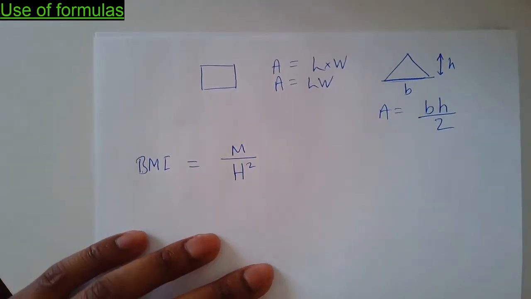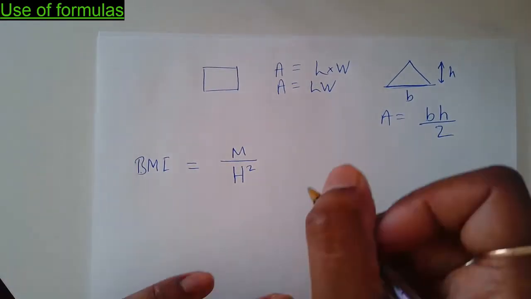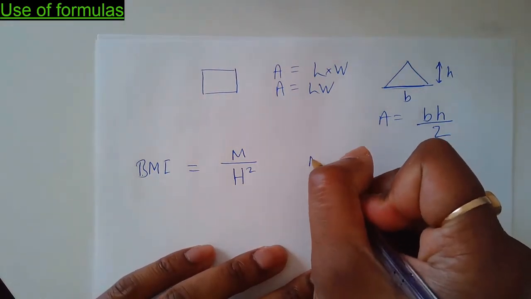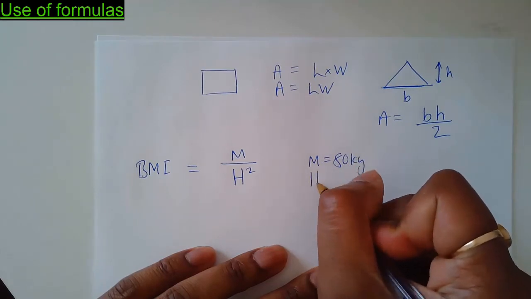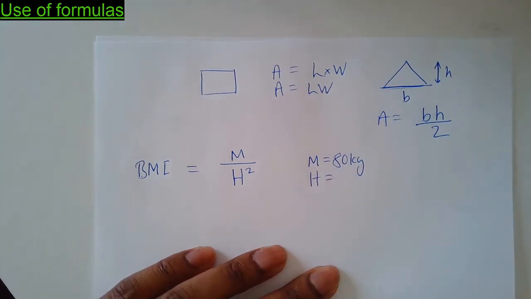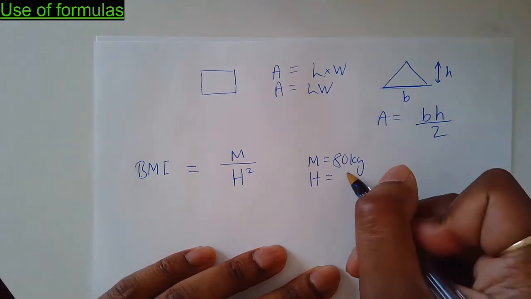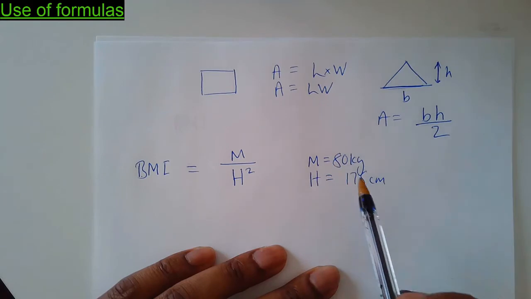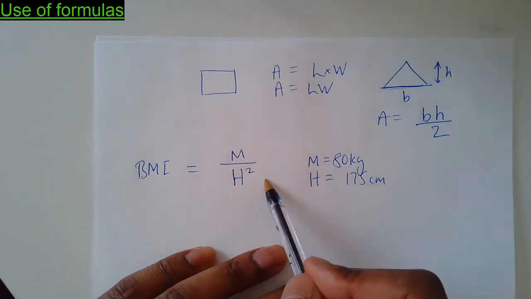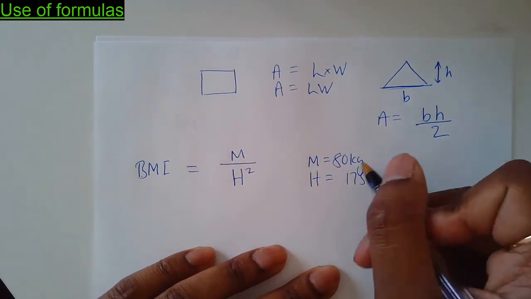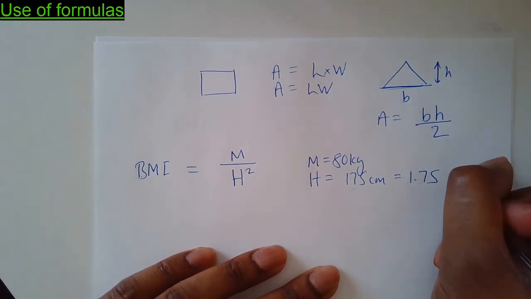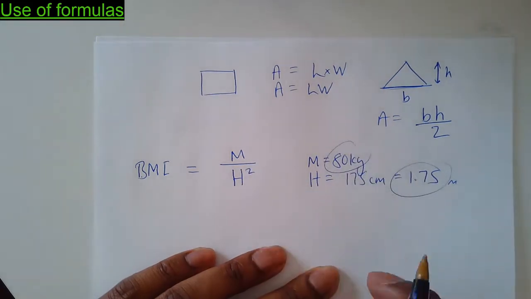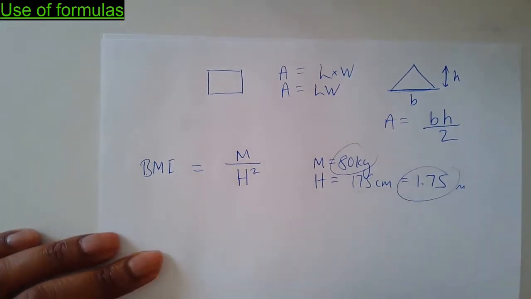As an example, we'll say somebody's mass is 80 kg. That person's height is 175 centimeters. But for me to be able to use this formula, it needs to be converted into meters. That's 1.75 meters. So I'm going to use this number and this number in my formula to work out the BMI of that particular person.